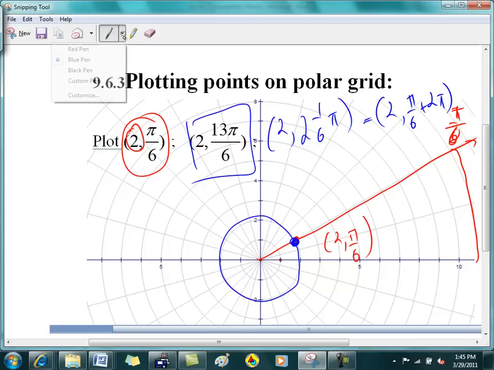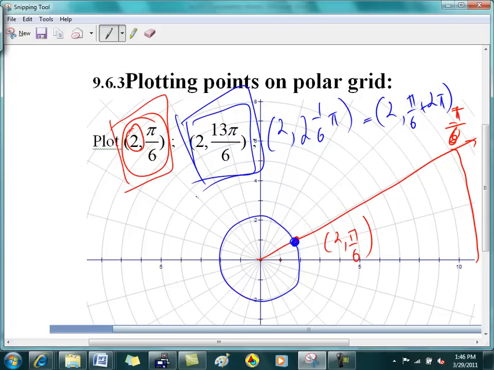I gave you an example where this guy is equal to this guy. They're on the same place. Same place. And you're going to see this over and over again, and later on in the class, I'm going to give you an equation that tells you how to get multiple representations of that point.